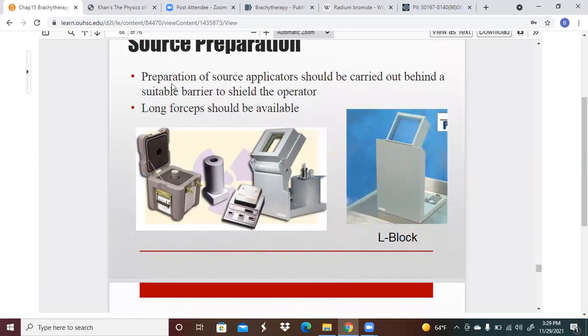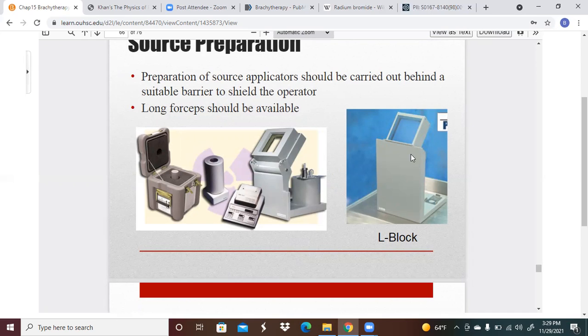Usually to prepare these kinds of things, you need to carry it out behind a suitable barrier to shield the operator. If you're trying to load an applicator, that can be difficult. The last thing you want to do is to put your eye up real close to make sure that it's going in the way you want it to, or for that matter, getting your hands anywhere as close to those things as possible. Those are the kinds of things you want to avoid. So you have an L block.